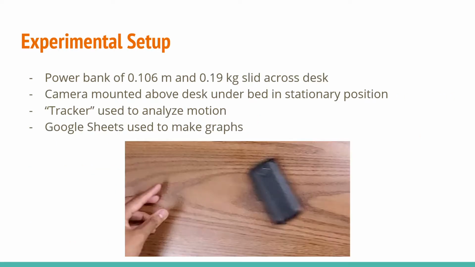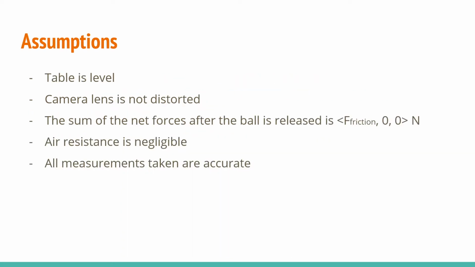For our experiment, we have a power bank of 0.16 meters in length and 0.19 kilograms slid across the desk. The camera was mounted above the desk and under bed in a stationary position. Tracker was used to analyze motion, and Google Sheets was used to make graphs.